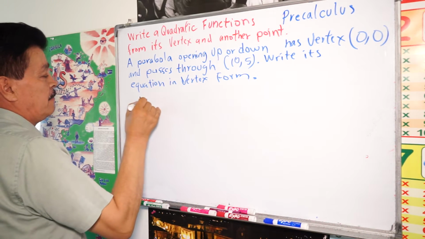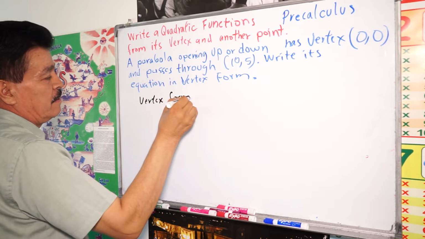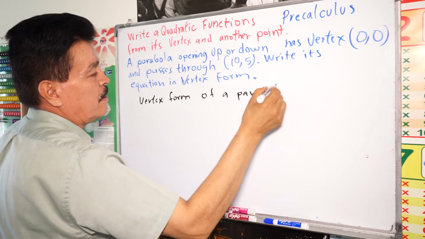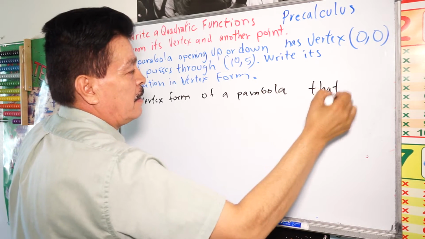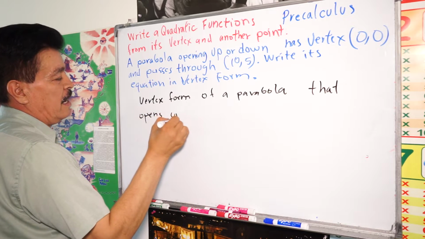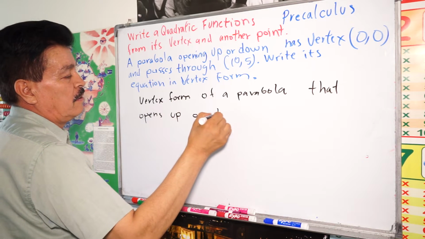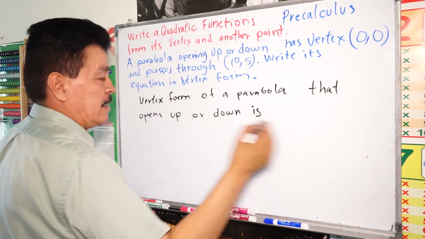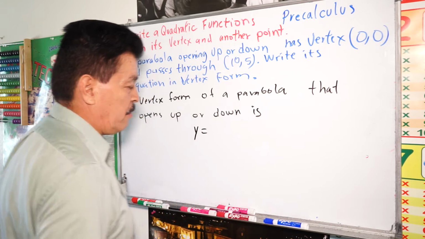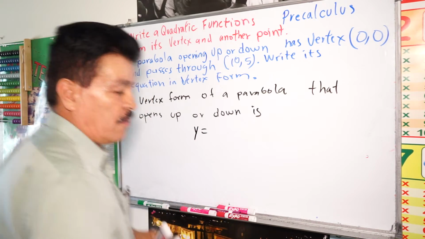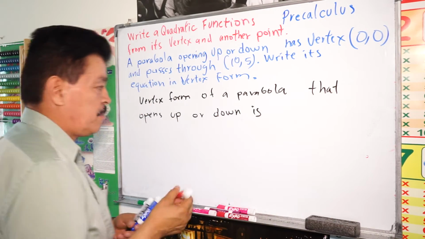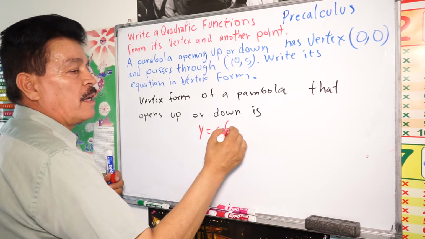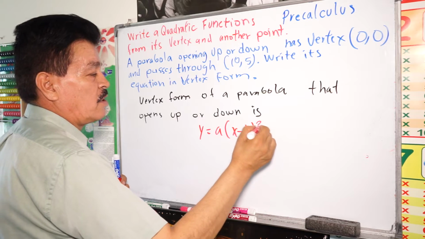Vertex form. A parabola that opens up or down is in this way: y equals, this is our formula, a very important formula, y equals a times (x minus h) to the second power plus k.